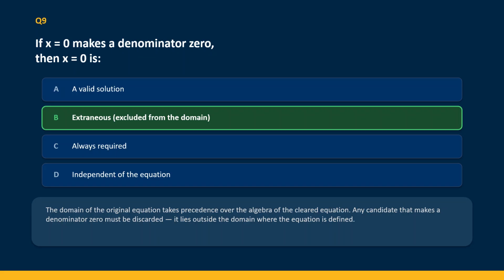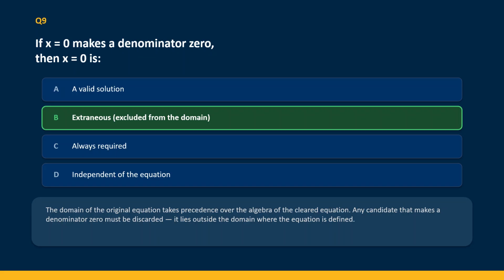This question reinforces the recurring theme of Week 13. Domain analysis is not ancillary to the solution procedure, but constitutive of it. The cleared equation is a derived object, constructed by multiplying both sides by the least common denominator. Its solution set is broader than that of the original equation, precisely because the multiplication can introduce values that make the least common denominator 0. Verification against the domain is the corrective mechanism.